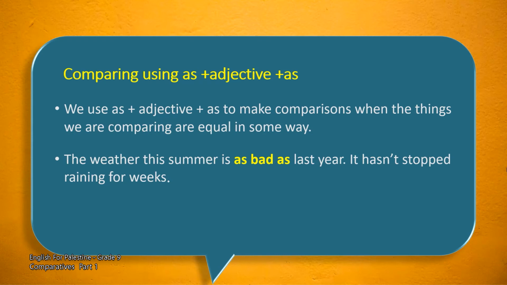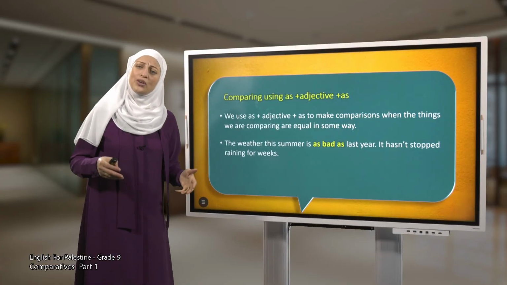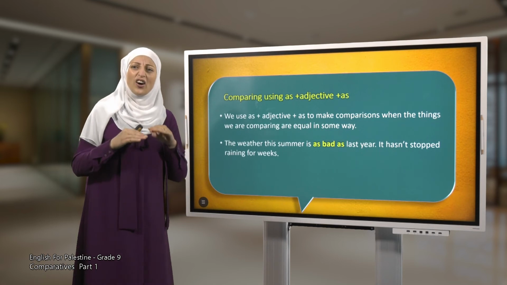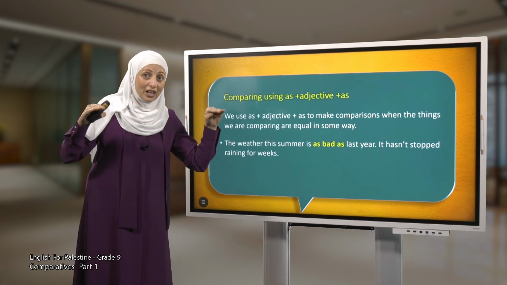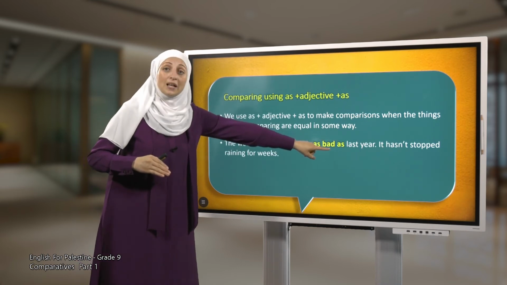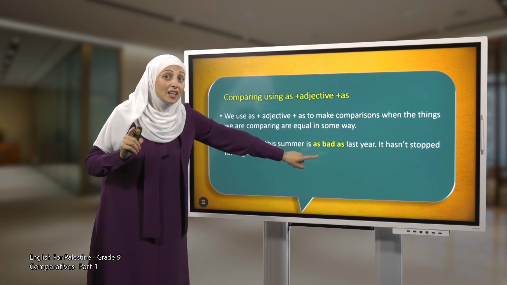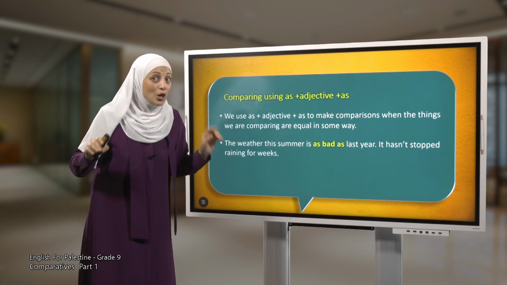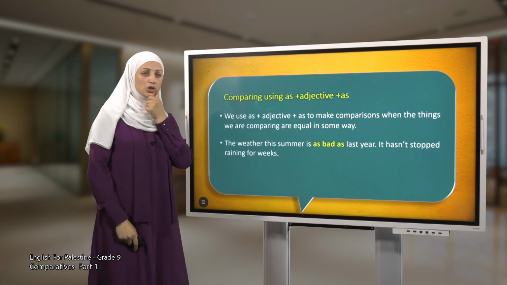Let's see an example here. The weather this summer is as bad as last year. It hasn't stopped raining for weeks. So I'm comparing the weather this year and last year, and for me, they are at the same level. They are bad. So I use as plus bad plus as. I didn't add anything to the given adjective. I put it as it is. Okay?